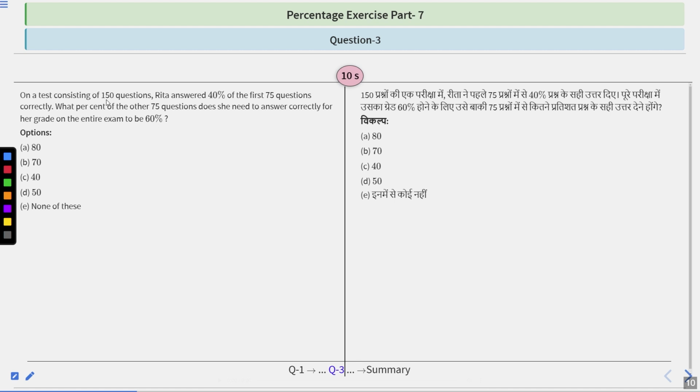On a test consisting of 150 questions, Rita answered 40% of the first 75 questions correctly. What percent of the other 75 questions does she need to answer correctly for her grade on the entire exam to be 60? You have 5 options and 10 seconds to solve this question. Your time starts now.